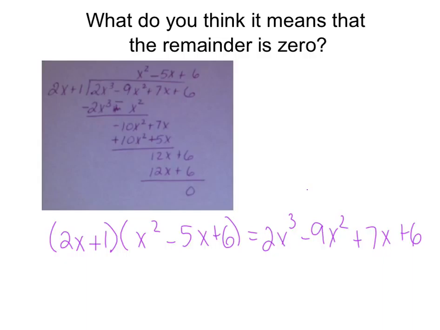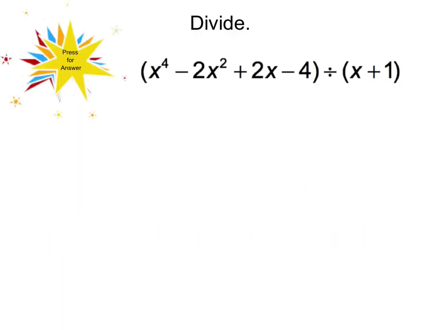So again, when you get 0 as a remainder, it means that what you're dividing by is a factor of your expression. Now next, I want you to try this. Give this a try, divide it. When you're ready to see the answer, press play.